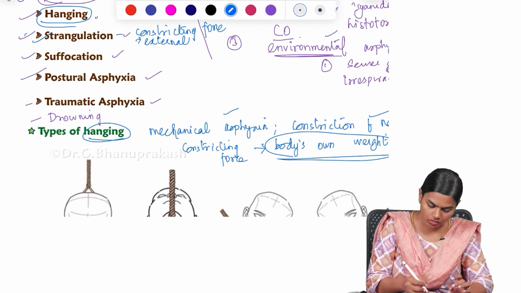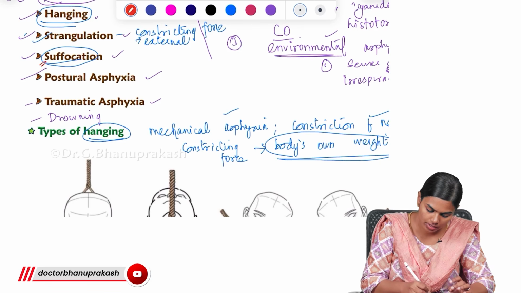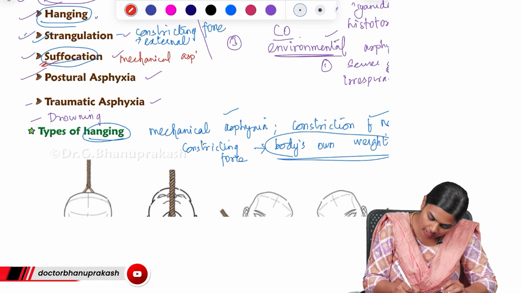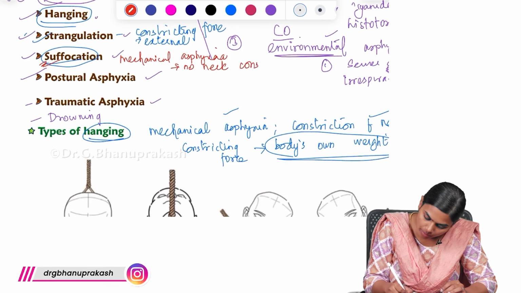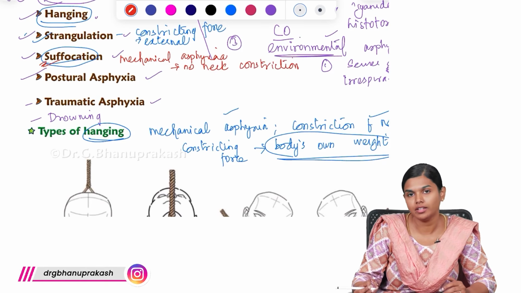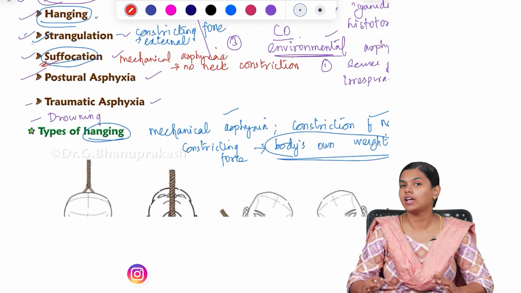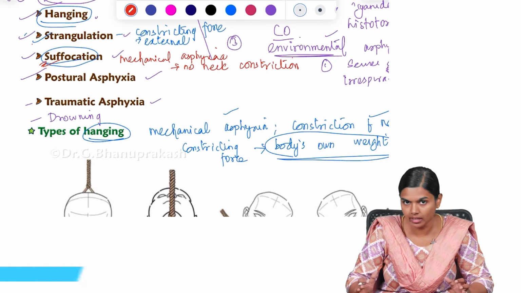And next up we have suffocation. So, what happens in suffocation is that there will be mechanical asphyxia, but here there will be no neck constriction. There will not be any constriction of the neck. That is the main thing that differs from hanging and strangulation. In suffocation, there will not be any constriction of the neck, but still there will be mechanical asphyxia.